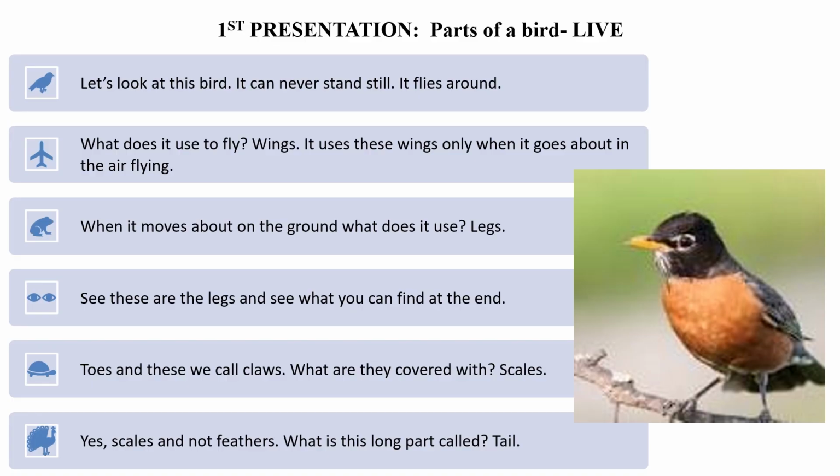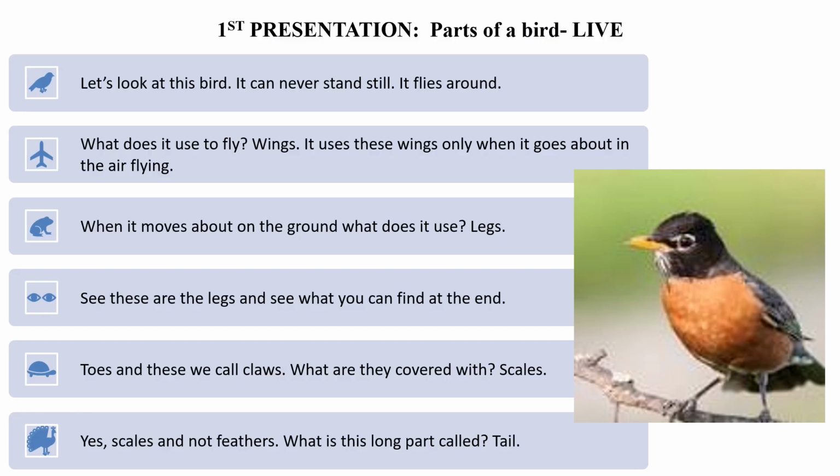First presentation, parts of a bird. Here we use a live bird. Let's look at this bird. It can never stand still. It flies around. What does it use to fly? Wings. It uses these wings only when it goes about in the air flying. When it moves about on the ground, what does it use? Legs. Yes, see, these are the legs, and see what you can find at the end. Toes, and these we call claws.